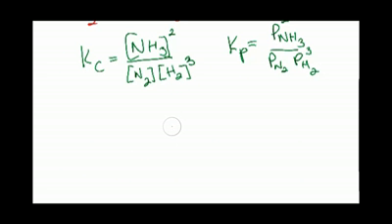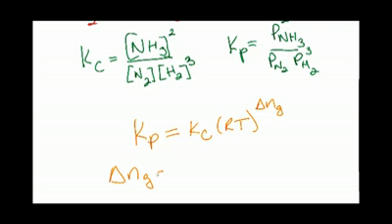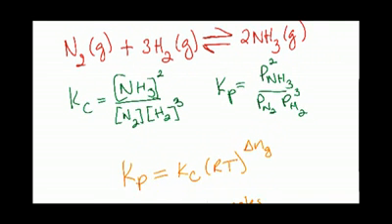I'll do this in a different color since it's a formula. Kp equals Kc (RT) to the change in moles of gases. Alright? So what we do is we have to look at the overall change in moles. And how we do that is we look at the coefficients on the reactant side and the product side, and then you do the products minus the reactants.